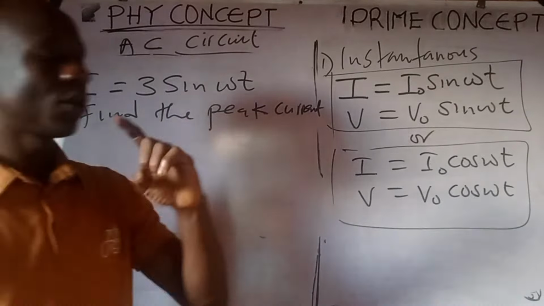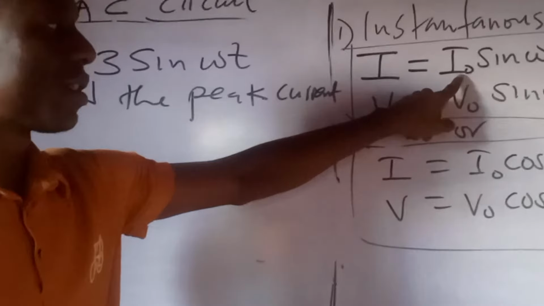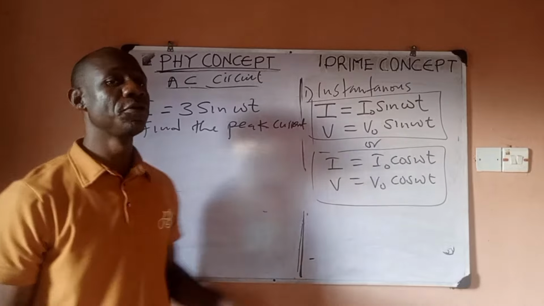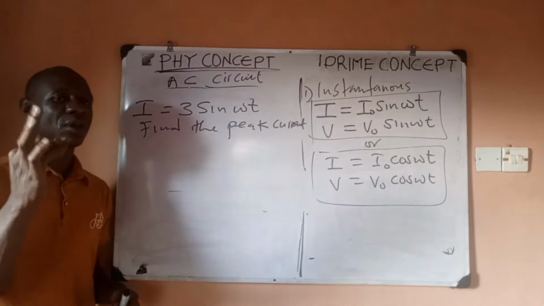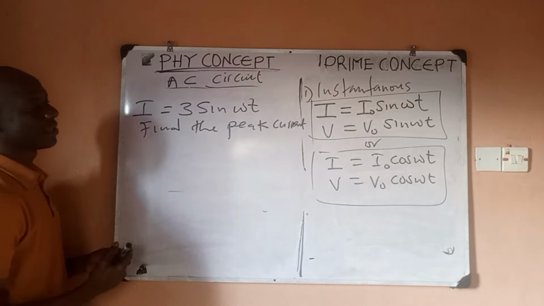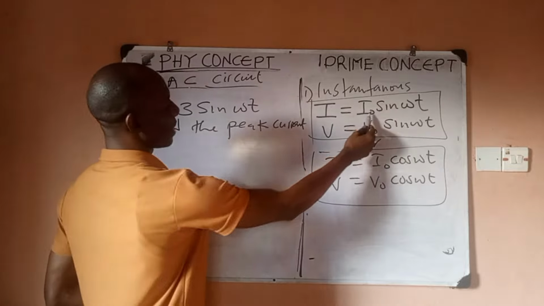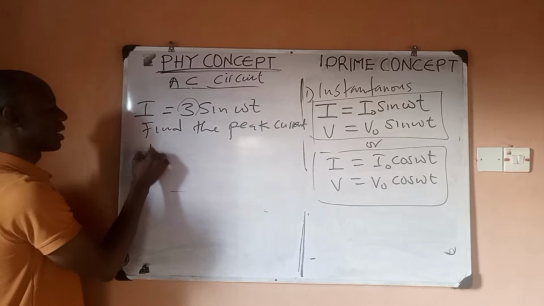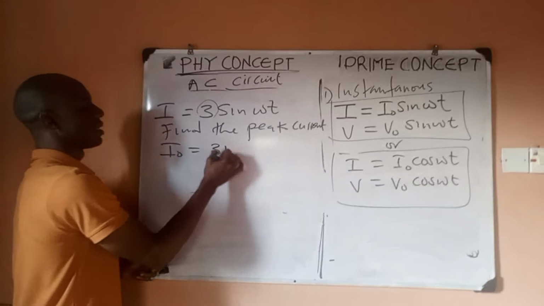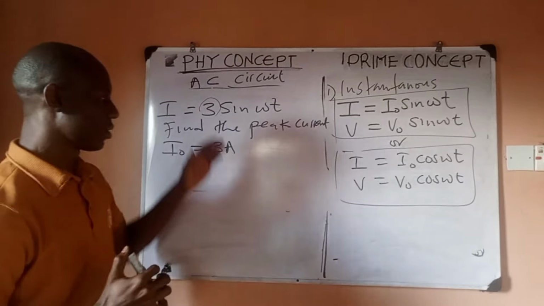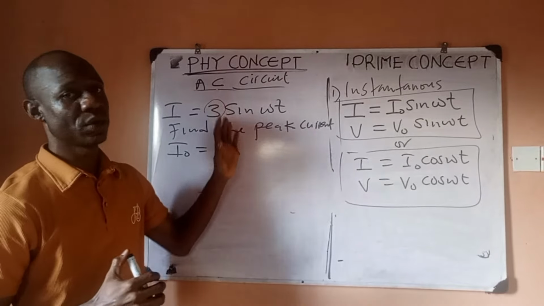I didn't mention, but you should know that I naught in this formula represents peak current, V naught represents peak voltage. Peak means maximum or highest. So if they give you an equation like this and say find peak current, you just compare it. Anything behind sine represents the peak. So our peak current is going to be 3 ampere. So exam would come this simple way, which you should know.